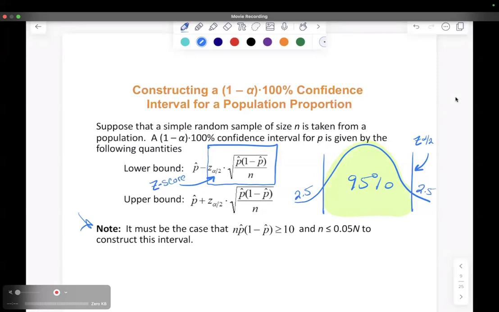Are we multiplying z-score by alpha divided by 2? No, it's z-score, z sub alpha divided by 2. So it's saying find the z-score of that alpha divided by 2. That's basically what it's saying.